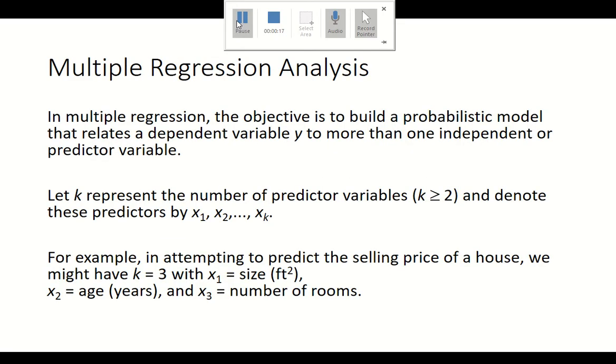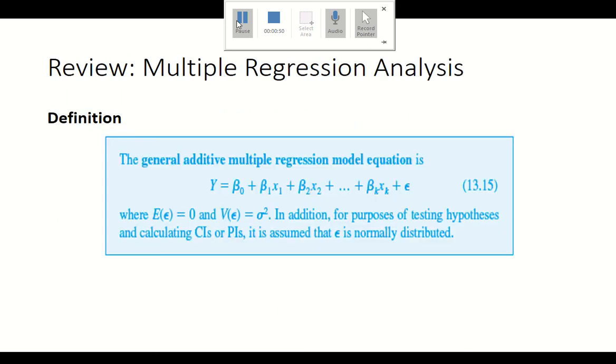Remember, our whole goal here is to develop a useful model so we can predict, make estimations, and make decisions based on some data. In multiple regression, it's to build a probabilistic model that relates a dependent variable, let's call it the explanatory variable, to one or more predictor variables. Oftentimes, we'll have k predictors. For example, if we're predicting the selling price of a house, we might look at size, age, and number of rooms, and so k would be 3 because we have 3 predictor variables. And here's a general additive model.